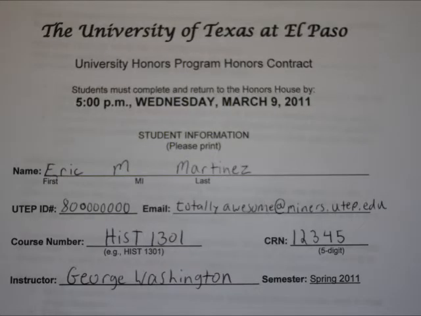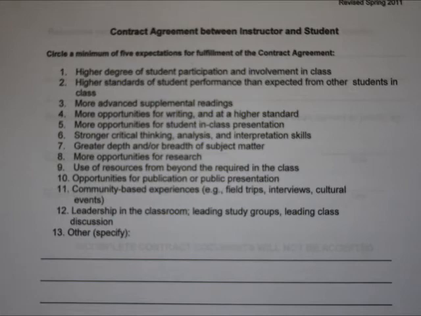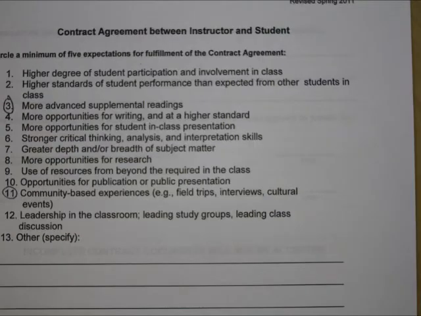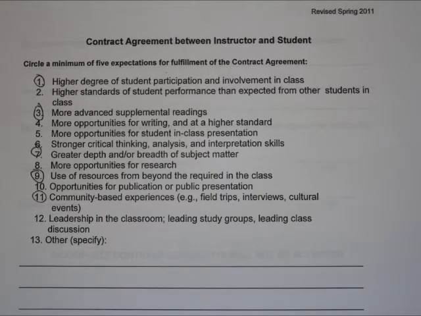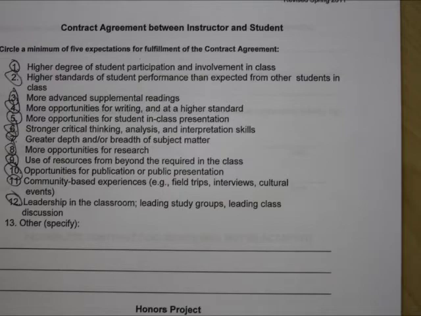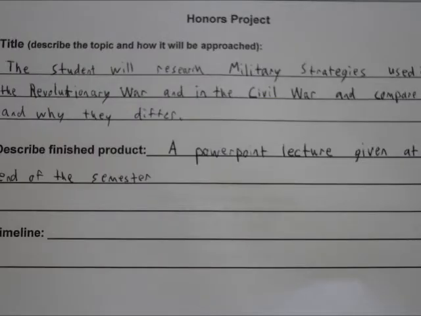Once you and your professor begin going over the contract, you then agree on a minimum of 5 expectations you are to uphold in class. Your professor has to circle at least 5 of these requirements, but he can circle more if he wishes to. You then go over the honors project with your professor.